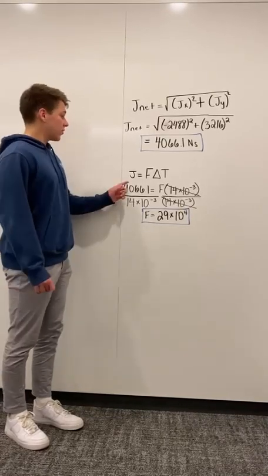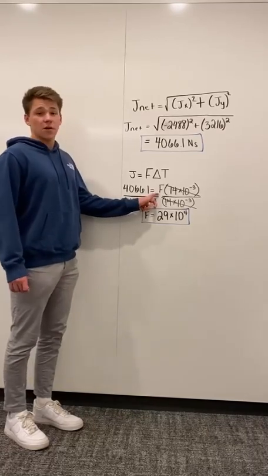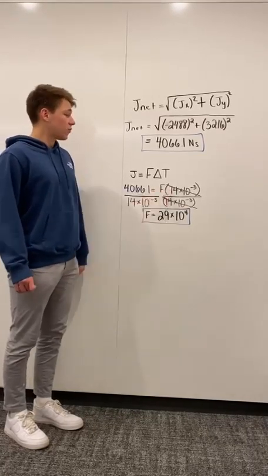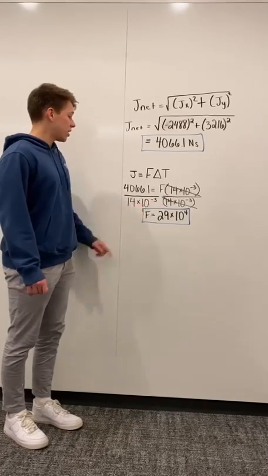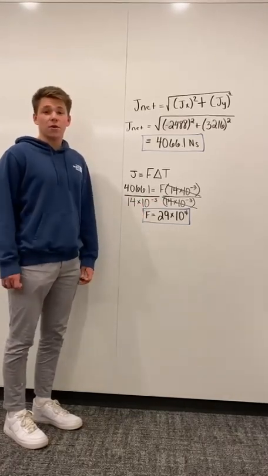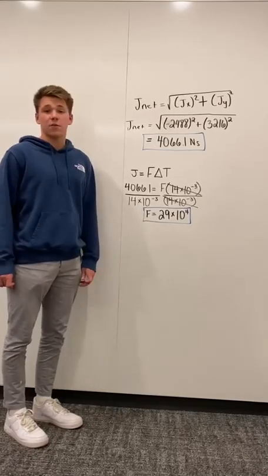To solve part B, we need to find the force exerted on the driver during the collision. We did that using this equation. We input the net impulse, force as a variable, and the change in time as 14 milliseconds. When you divide 14 milliseconds on each side as 14 times 10 to the negative third, we are left with the force exerted on the driver during collision as 29 times 10 to the fourth.